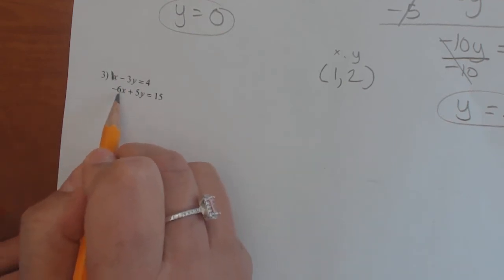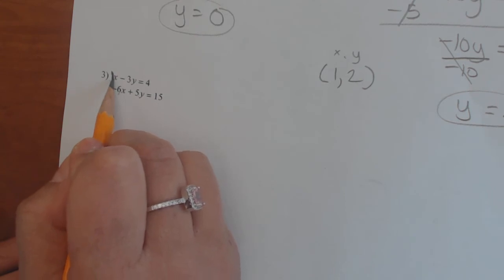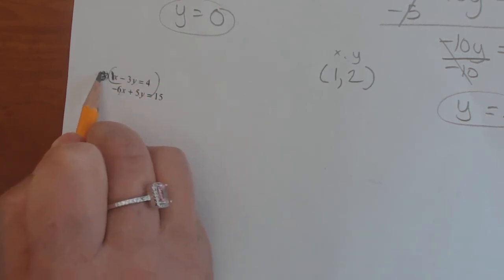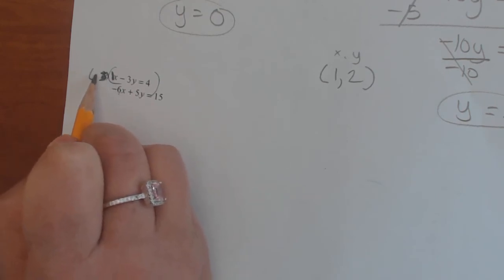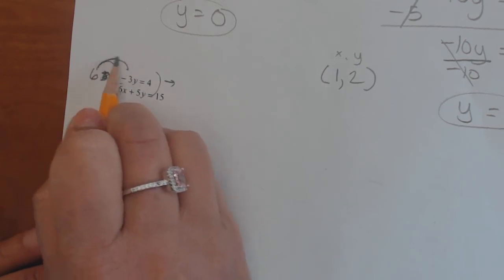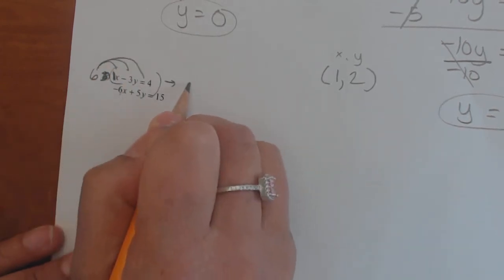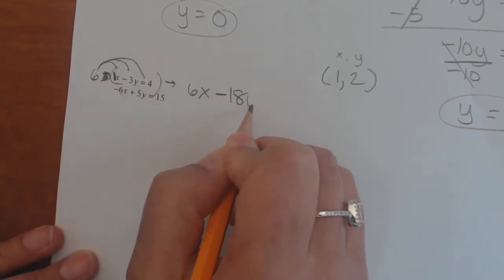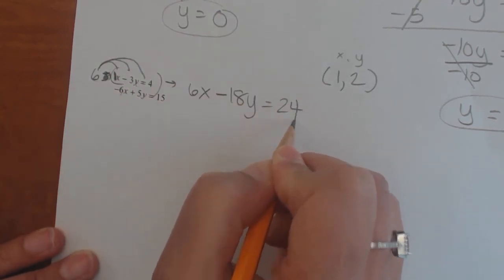So I think I might cross out the x's. I can definitely multiply 1 times 6 to get a 6, and this would be positive. So I'm going to cross that out. So I'm going to multiply this top one by the number 6. So when I multiply, 6 times 1x is 6x. 6 times negative 3y is negative 18y, and 6 times 4 is 24.